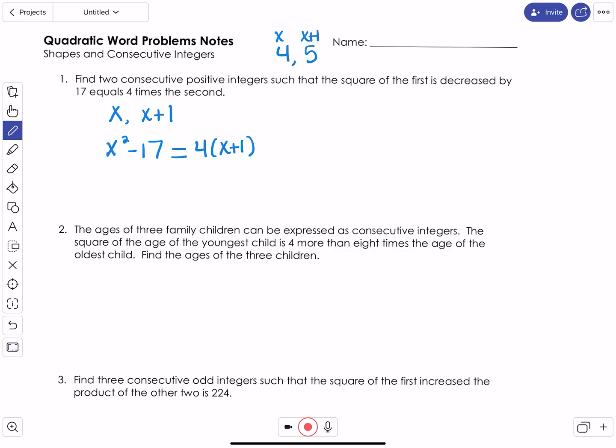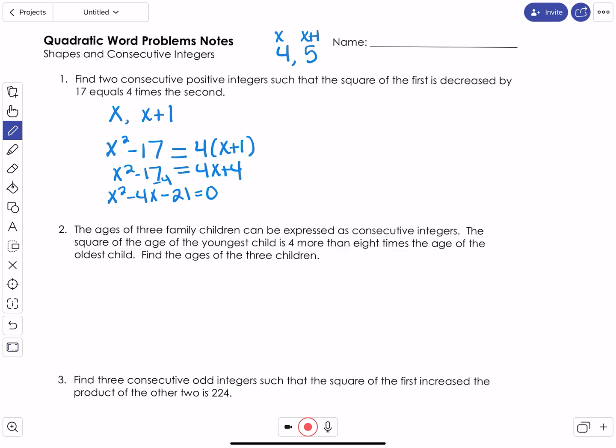I'm going to distribute on the right side, so I have 4x plus 4. I'll bring down x squared minus 17. Then I'm going to move everything over to the left side. So I have x squared minus 4x. If I subtract the 4 from the 17 and combine those terms, I'll have minus 21 equals 0.